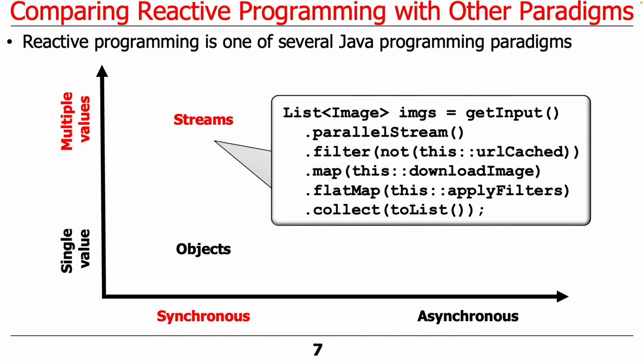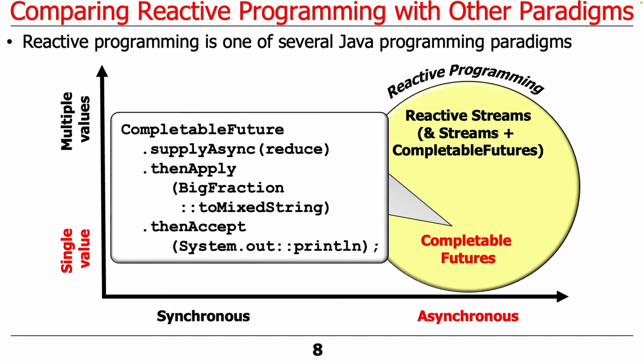But in this case, we're getting back multiple values because we've got a stream of elements. So you can think of them logically as being like a stream of things where there's multiple elements in the stream. For example, we have a bunch of images that are turned into a stream of images, and then a stream of downloaded images, and then a stream of transformed and stored images, and then finally we collect that into a list. So we've got multiple things going on in this particular case in parallel. So that's the parallel streams paradigm, which is synchronous multi-value.